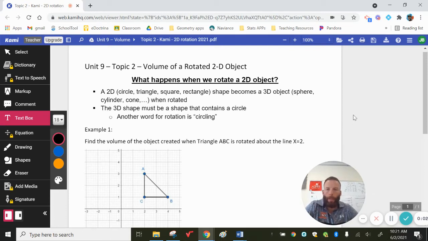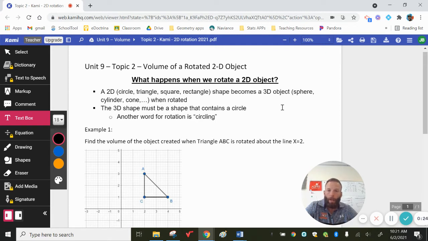Hey everybody, let's talk about when you create an object by rotating a two-dimensional object. What happens when we rotate a 2D object? 2D objects are like circles, triangles, squares, rectangles, those kinds of shapes. And then when you rotate that, it becomes a three-dimensional object, like a sphere or a cylinder or a cone or a prism, something like that.